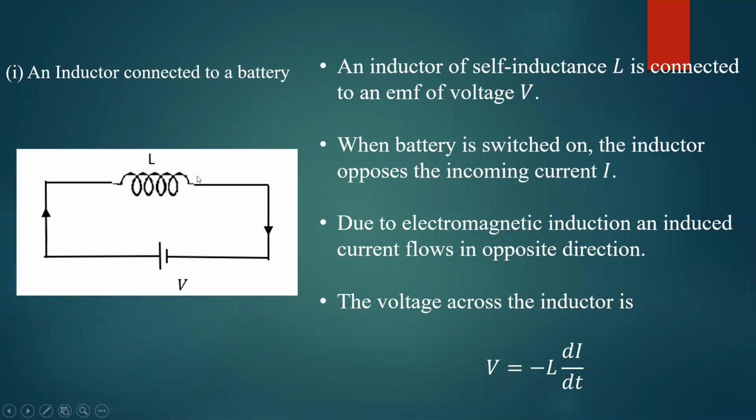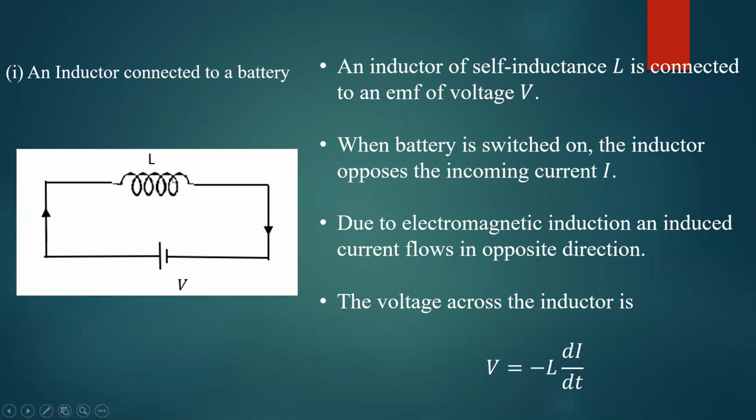Then definitely current will flow. And I have not given the actual current here because current will not be steady here. Constant current does not flow in an inductor. When battery is switched on, the inductor opposes the incoming current I. When battery is switched on, it may send current I, but it will oppose that current because of the magnetic field created here. Due to electromagnetic induction, an induced current flows in the opposite direction. The incoming current I flows this way, but the opposite current will flow in the opposite direction. That is in accordance with Lenz law and Faraday's law.